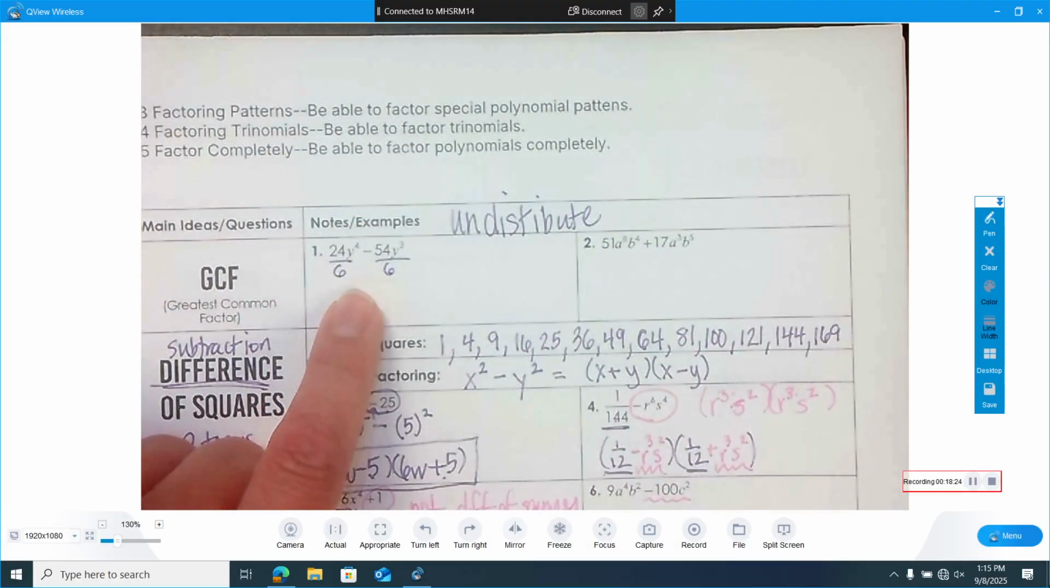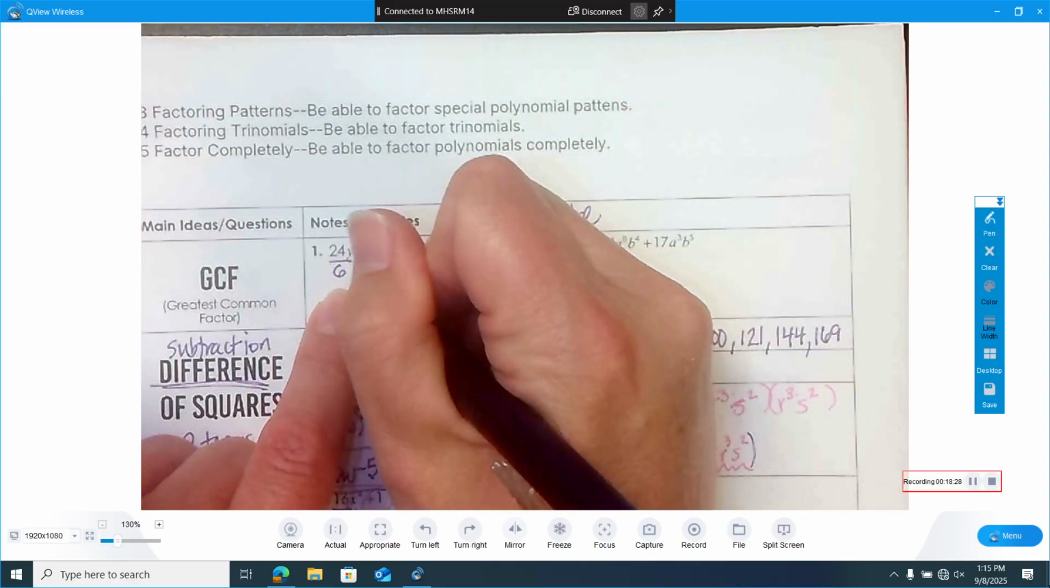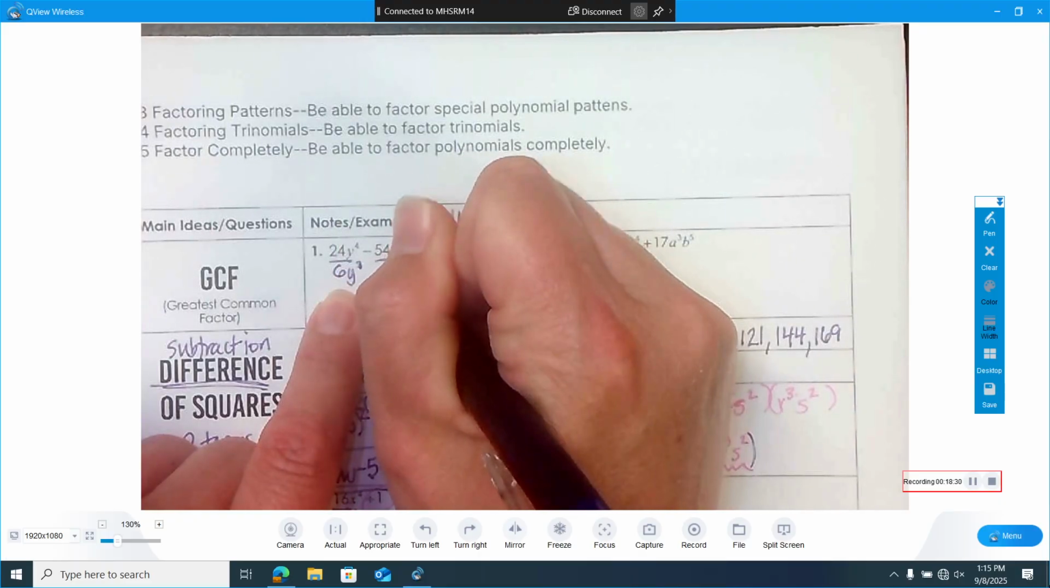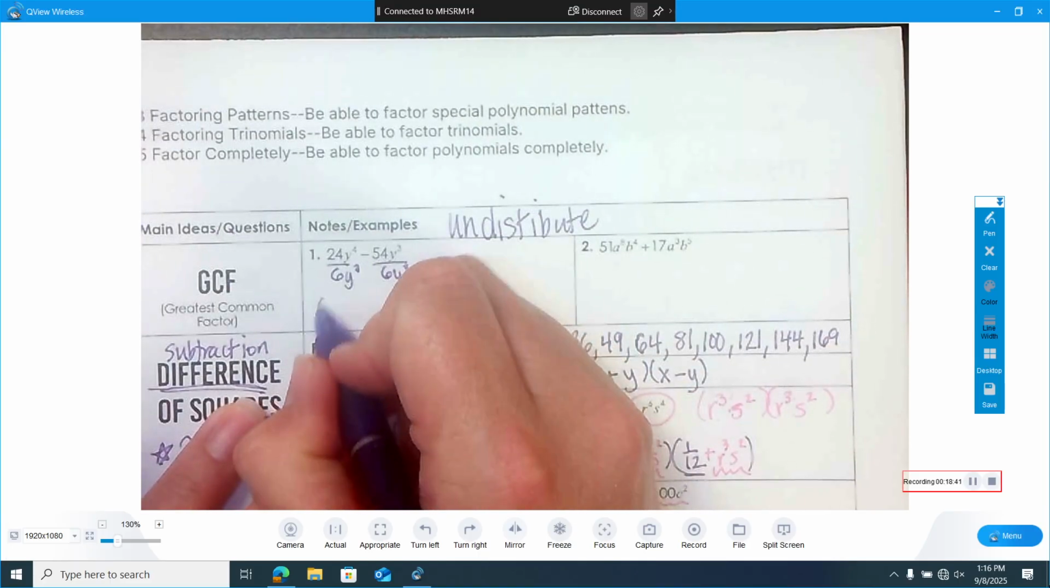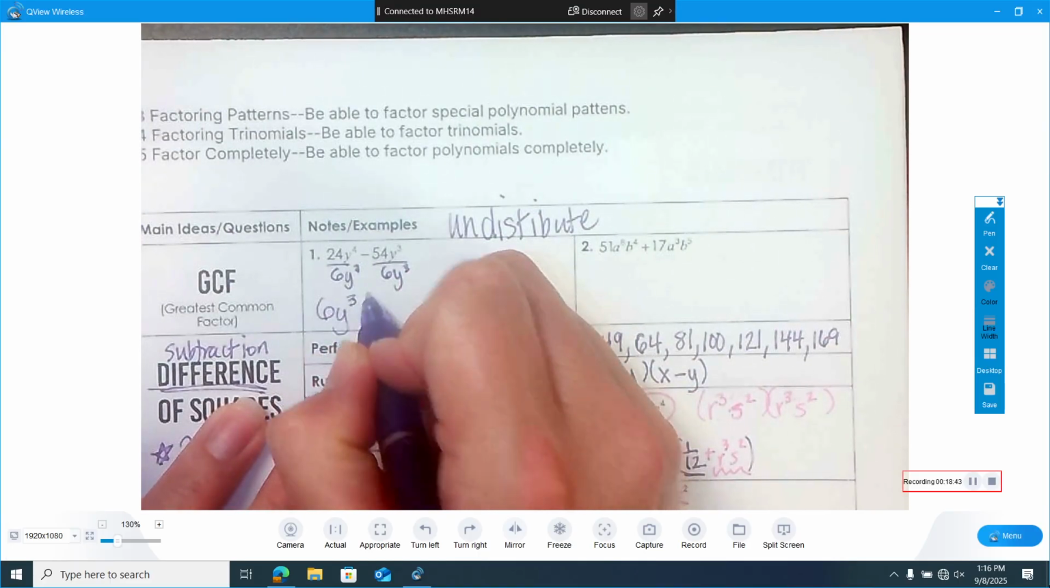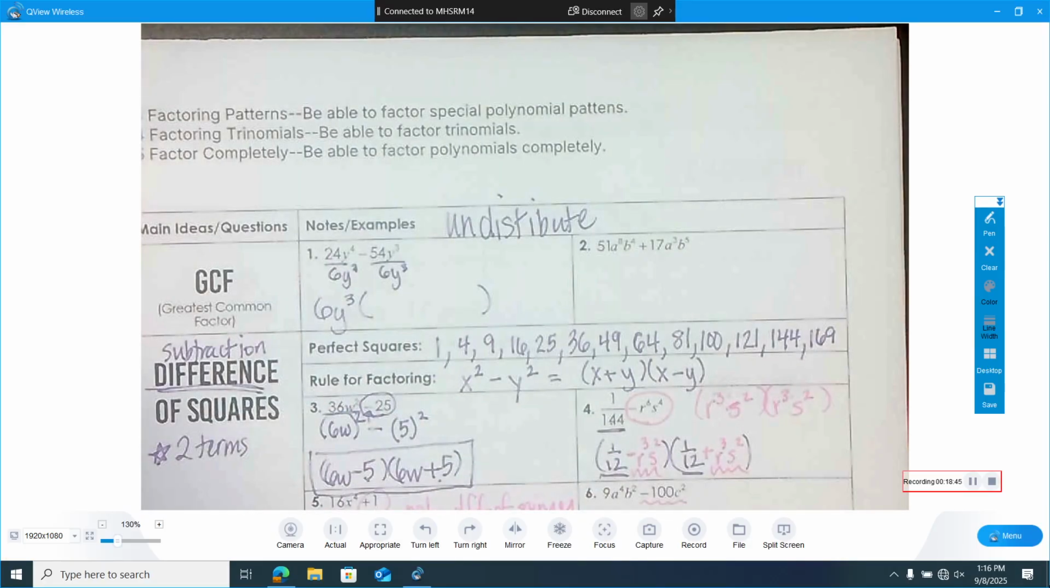And what about letters? What letters can I take out? Y to the third. Very good. Y to the third can come out of both of these. This is the greatest common factor, the thing that we can take out of both terms or all terms. It does not disappear. It is relocating to the head of the class. We are undistributing it. We are unmultiplying it back out in front, okay?